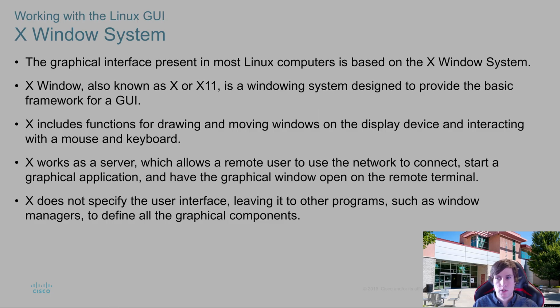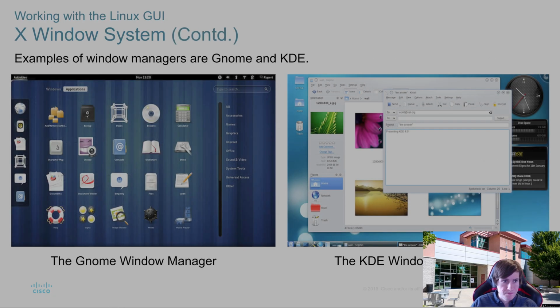Here's some simple information about the GUI. It's based on the X window system. X window, also known as X or X11, is a windowing system designed to provide the basic framework for a GUI, pretty much trying to give you what you see in Windows. X works as a server, which allows a remote user to use the network to connect, start a graphical application, and have the graphical window open on the remote terminal. This is very helpful when you are managing other Linux systems and want to look at the GUI rather than a command line.